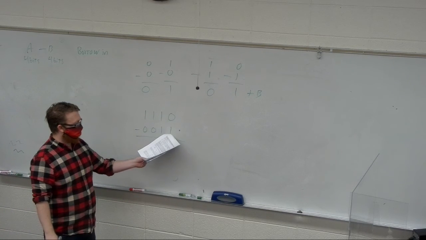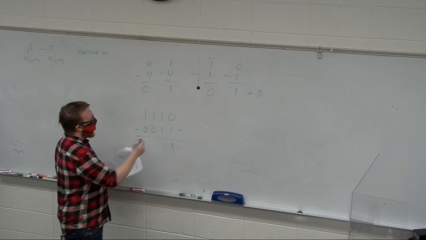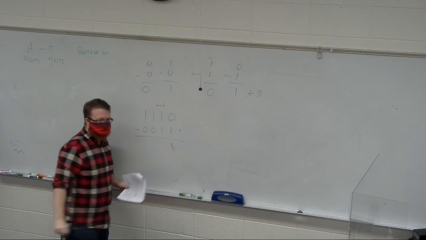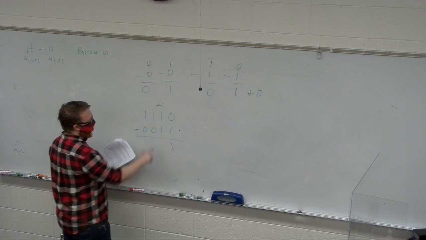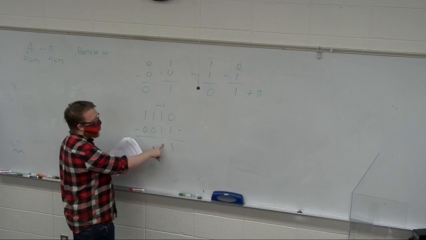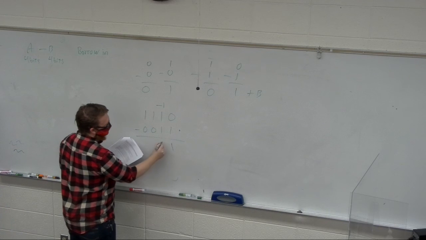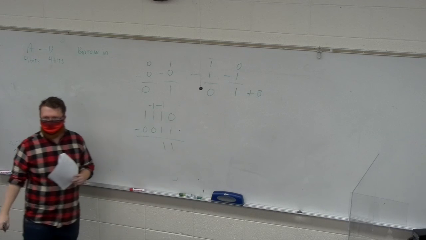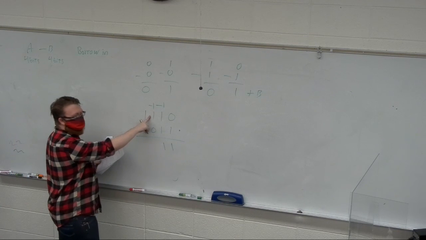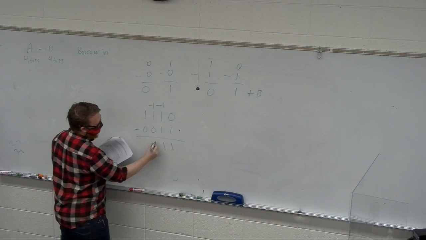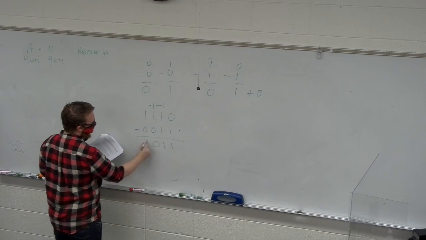0 minus 1, as we just did, is a 1, and I need to borrow. This causes a little bit of a problem, because I have a 1 and a minus 1, which would be a 0. But this 1 and that 1 cancel out, so I'm really back to 0 minus 1. So I get 1 and to borrow, right? Now I get minus 1, positive 1, we're back to 0. We've now fixed the problem of that borrowing that we had, and we can do 1 minus 0 is 1.